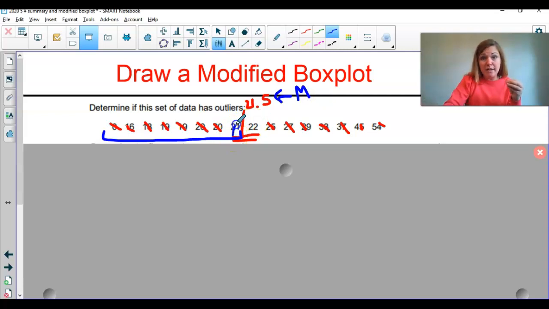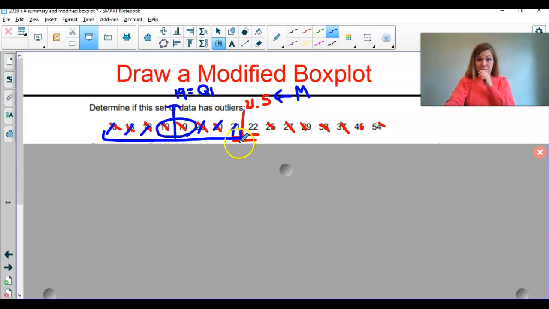So I'm going to cross off my numbers. And you can see we're stuck with 2 numbers right there in the middle. We add them up, divide by 2, and we get 19. 19 is equal to our quartile 1. Okay, we're going to do it again.